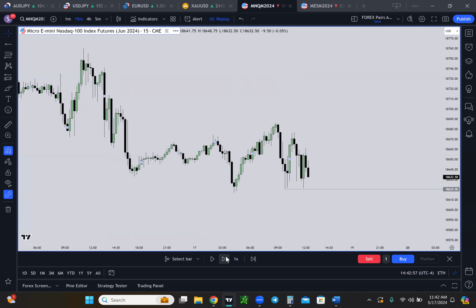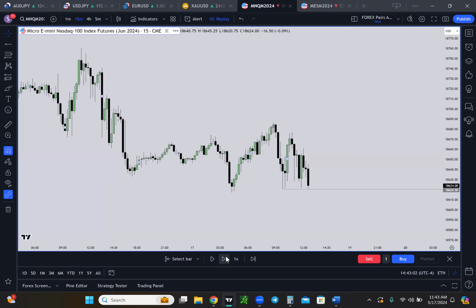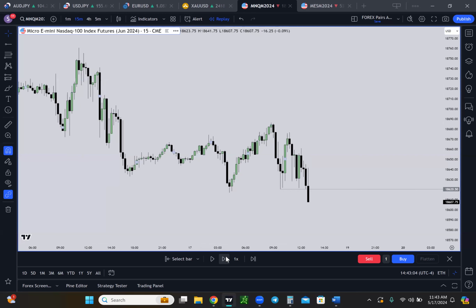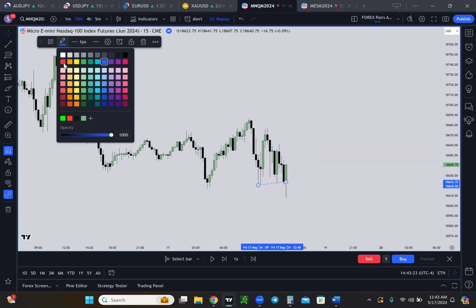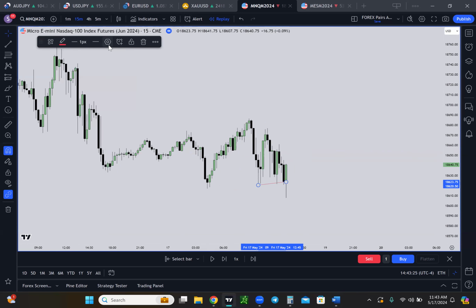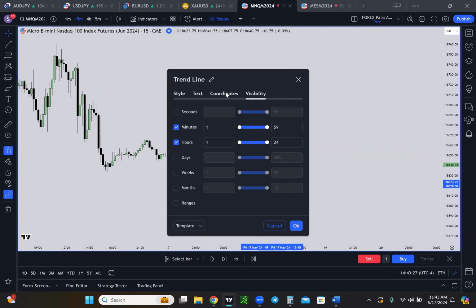Not there yet. Not there yet. Not quite there. There. Okay. Woohoo. So what do I have here? Let me redefine this. I'm going to make that red because it's bearish. I'm going to make it equal coordinates.